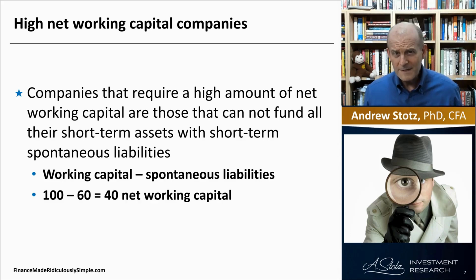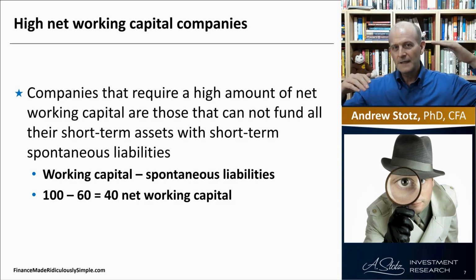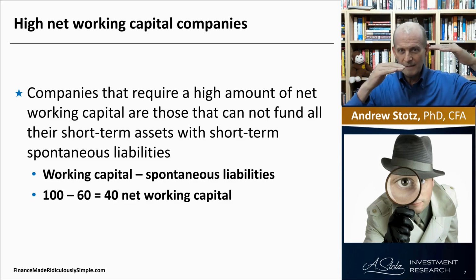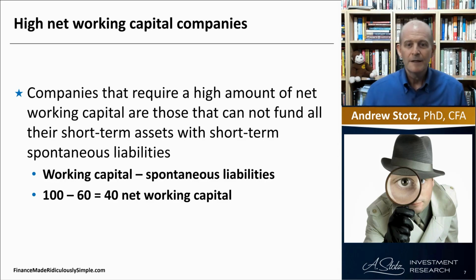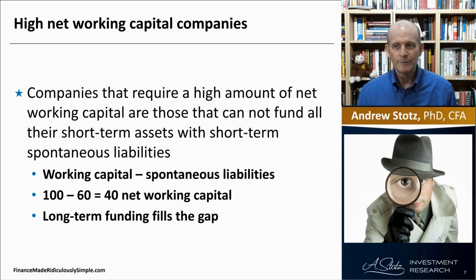So imagine a company has working capital, that's the asset part of this formula, minus spontaneous liabilities of 60. That means they have a net working capital need of 40. In other words, let's really simplify it and say this company gives accounts receivable, they give credit to their customers of 100, but they only receive credit of 40. The gap there, money has to come from somewhere, and usually it's long-term funding that fills this gap. It could be long-term or short-term funding, since I have excluded short-term funding from this.